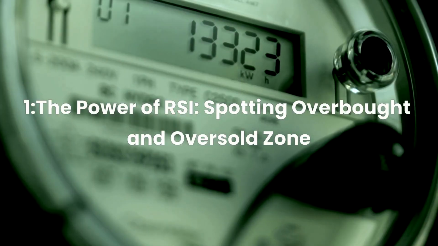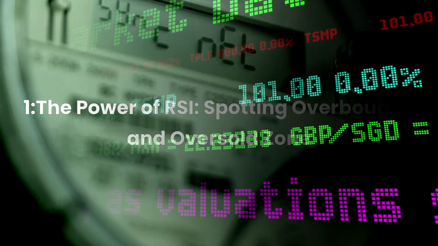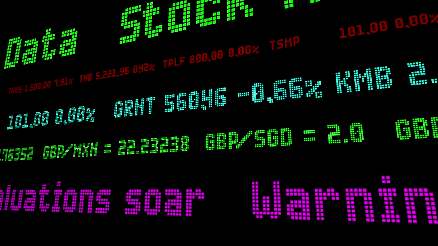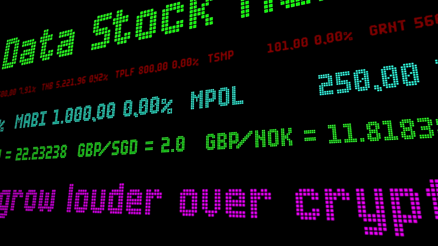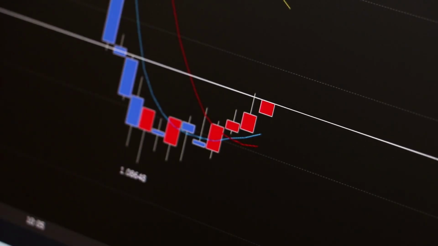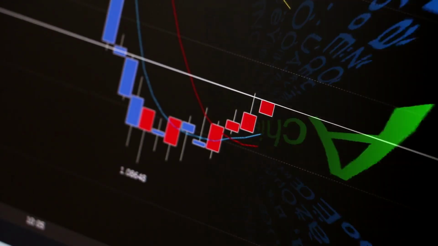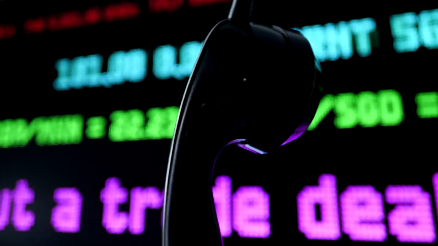1. The power of RSI, spotting overbought and oversold zones. The relative strength index, RSI, is like your early warning radar in volatile crypto markets. It helps you detect when an asset is losing momentum or getting too hot to handle. An RSI above 70 often signals an overbought zone where a reversal might be coming. Below 30, you might be looking at an oversold market ready to bounce back.